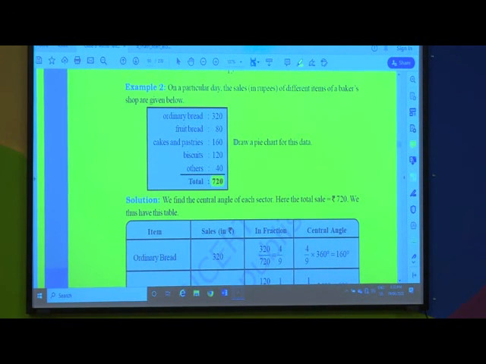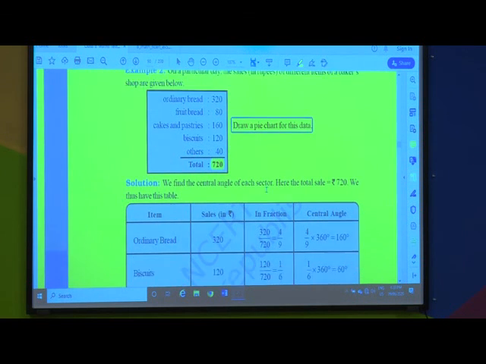What have they said? Draw a pie chart for this data. The data is given, you have to draw the pie chart. Understand carefully. The total amount here is 720 and the different items, or the parts of the pie chart, are ordinary bread, fruit bread, cakes and pastries, biscuits and others. Let us go to the solution.